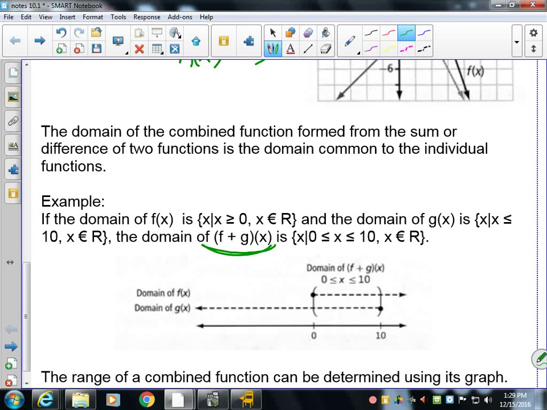So if the domain is x is an element of the reals for the first one and x is an element of the reals for the second one, then the domain for the combined function is x is an element of the reals, okay? If one says x is an element of the reals and the other one says x has to be greater than 5, well, the domain for the combined function is x has to be greater than 5, okay? So it's kind of like this commonality thing, yeah?